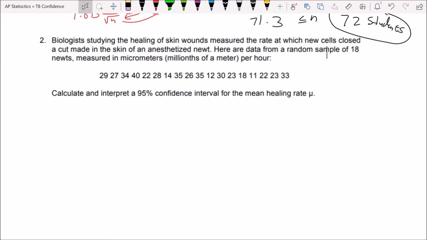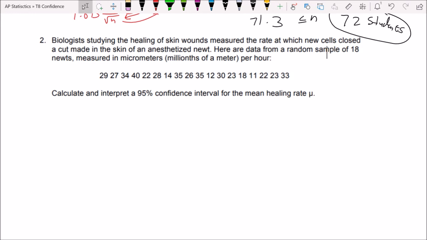Biologists studying the healing of skin wounds measured the rate at which new cells closed a cut made in the skin of an anesthetized newt. Here are the data from a random sample of 18 newts measured in micrometers, just millionths of a meter, per hour. Okay, we have the data right there. They ask us to calculate and interpret a 95% confidence interval for the mean healing rate, mu.